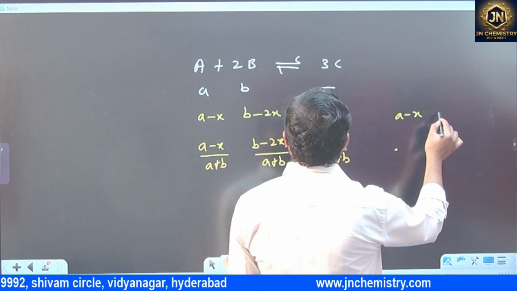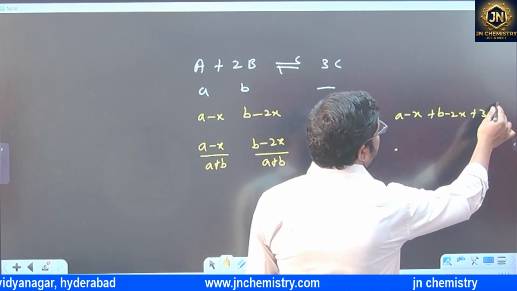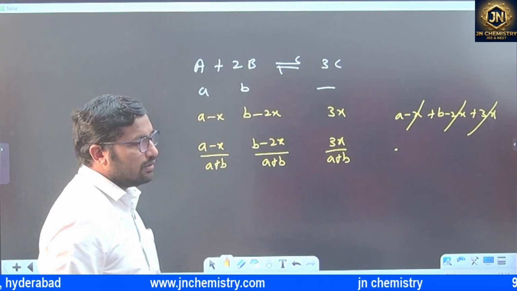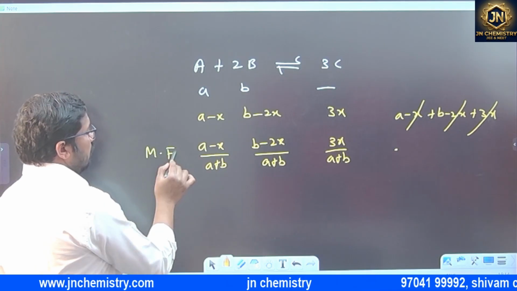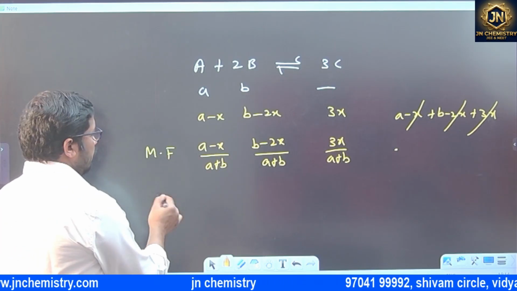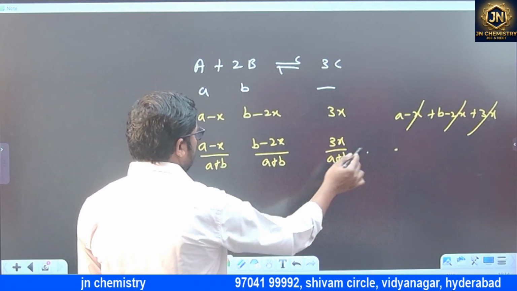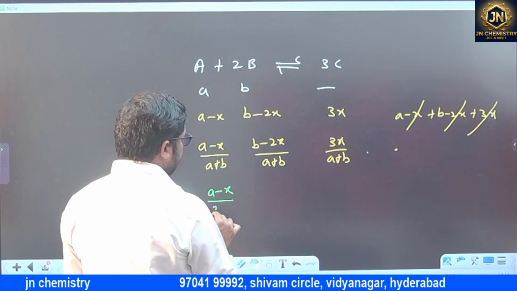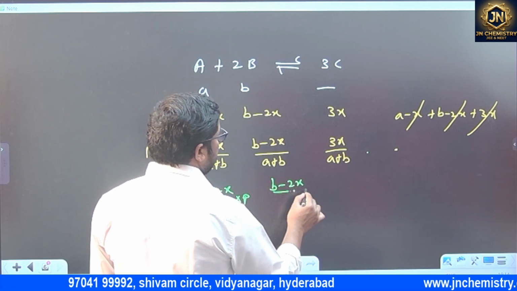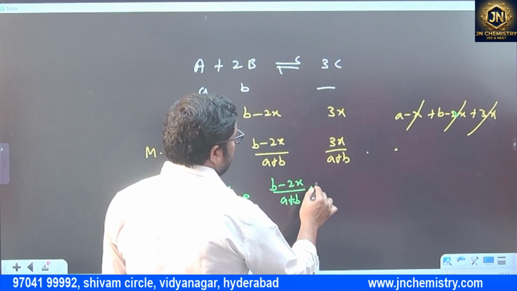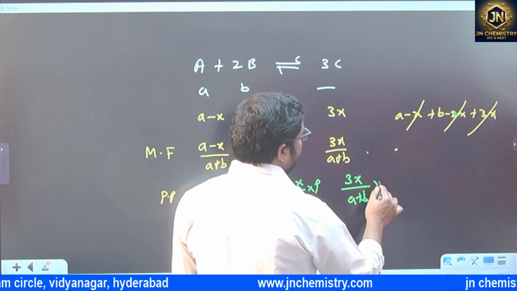This is A minus X plus B minus 2X plus 3X. So X will be cancelled, and we get A plus B. This is the mole fraction. Total pressure is P. Partial pressure is equal to A minus X by A plus B into P, B minus 2X by A plus B into P, 3X by A plus B into P.